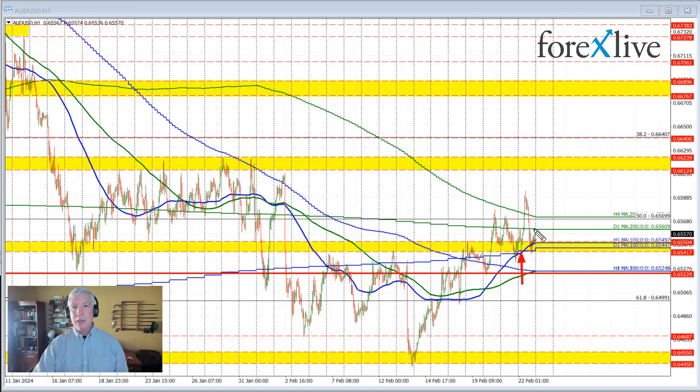And that move to the upside then broke above the 200-day moving average. That's the green line right here. And then the 200-bar moving average on the 4-hour chart. Things were looking pretty good going into the European session, but we started to rotate to the downside, and that rotation to the downside continued as U.S.